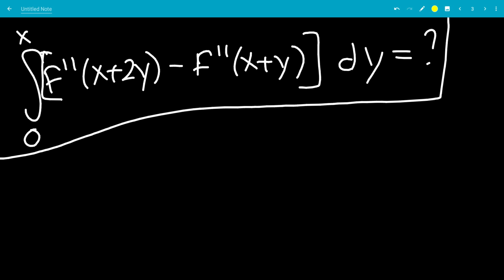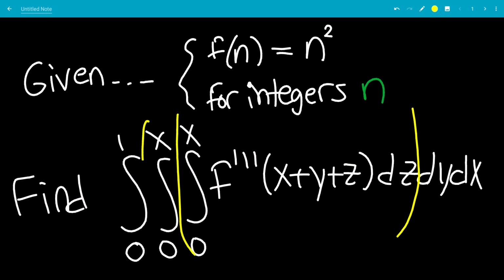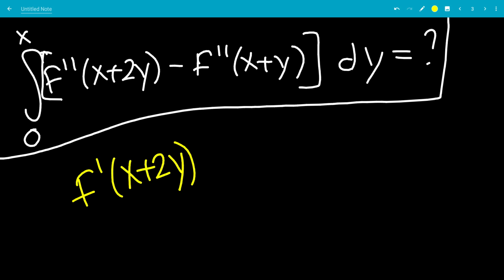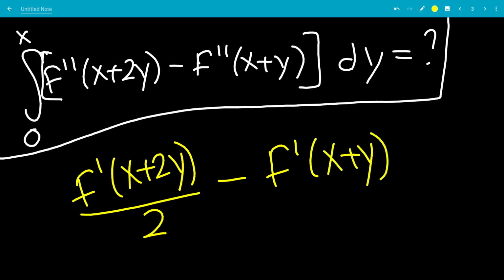Now what we're doing is another parentheses here. For the first one, the integral of the second derivative is the first derivative, so f prime of x plus 2y. But in this case, we have to divide by 2 because we have 2y, and the derivative of 2y is 2. Then we have minus f prime of x plus y, and we don't have to divide by anything. Now we're going to plug in from y equals 0 to y equals x.